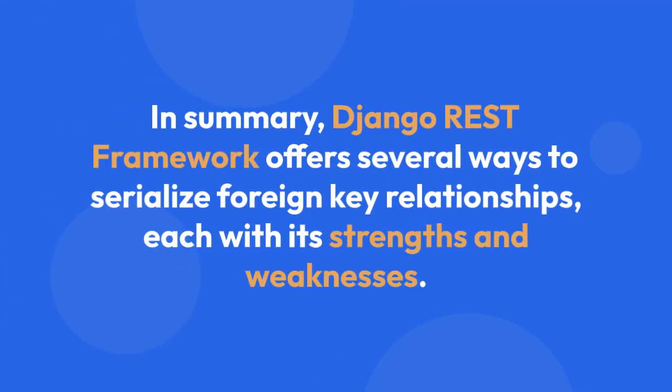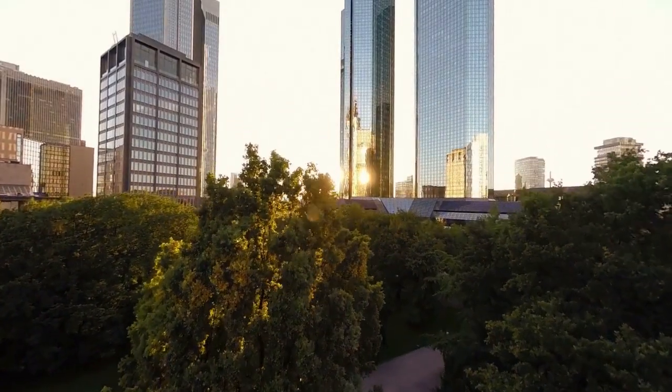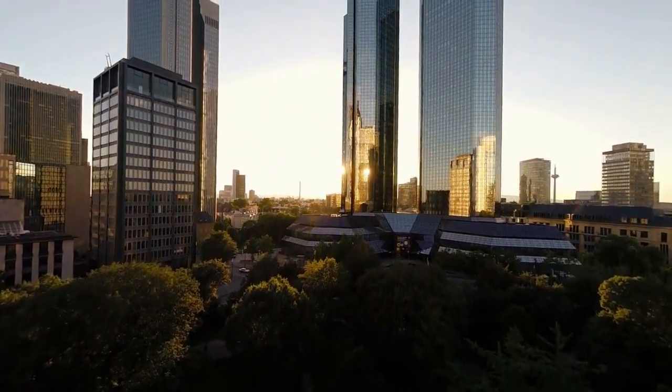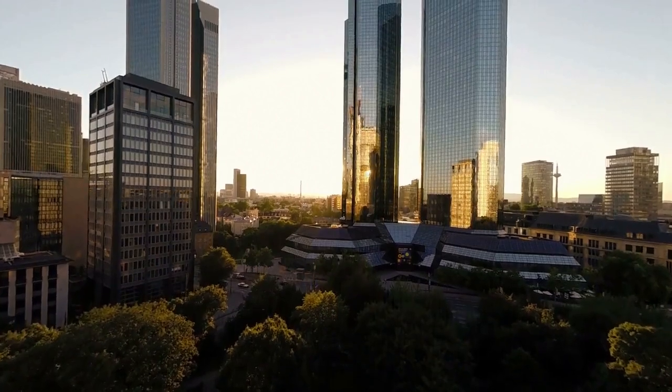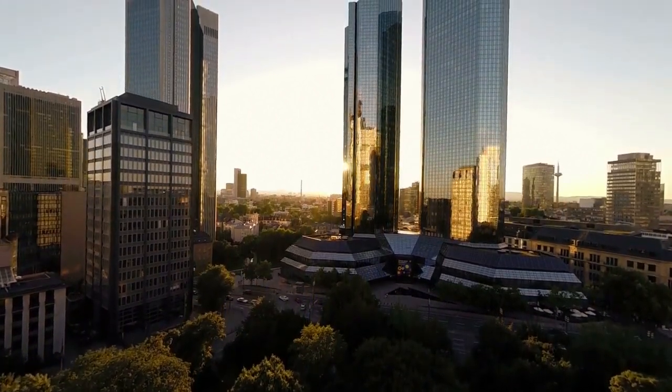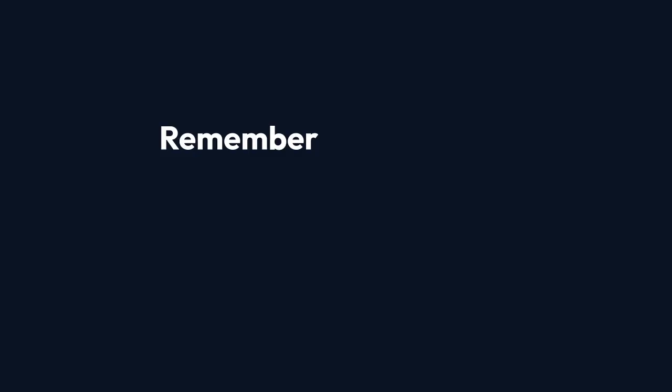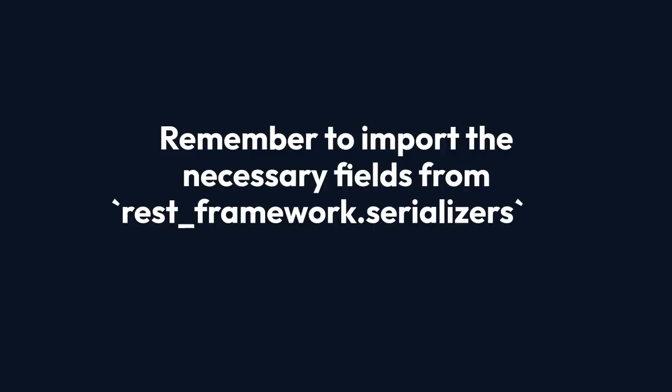In summary, Django REST Framework offers several ways to serialize foreign key relationships, each with its strengths and weaknesses. Choosing the right approach depends on your specific needs. Whether you need the full related object data, just the ID, a URL to the object, or a custom representation, you can select the approach that best suits your API design and performance requirements. Remember to import the necessary fields from rest_framework.serializers to make these techniques work.